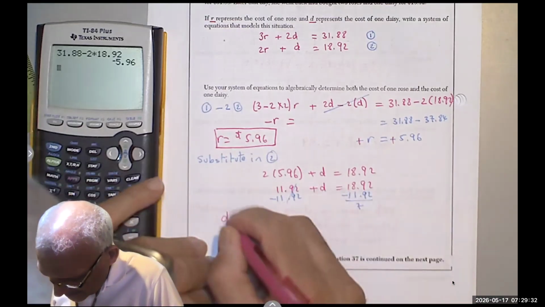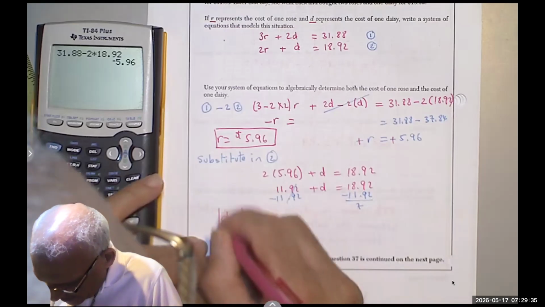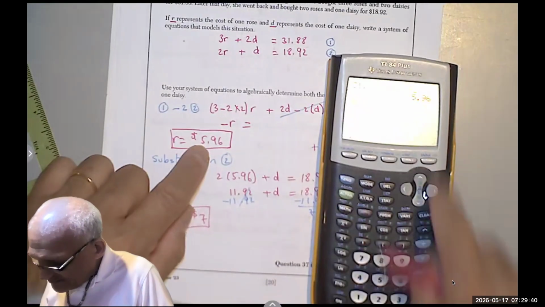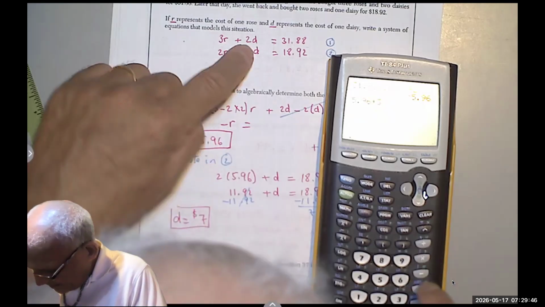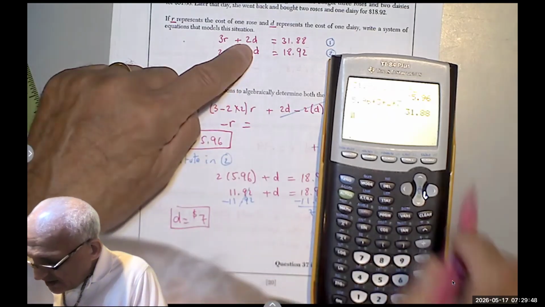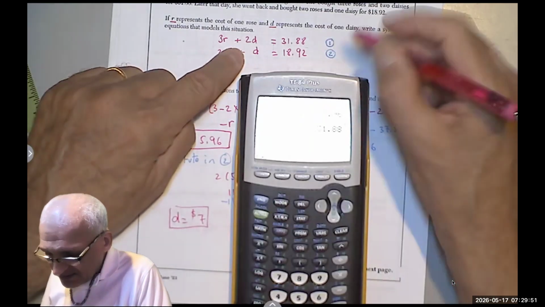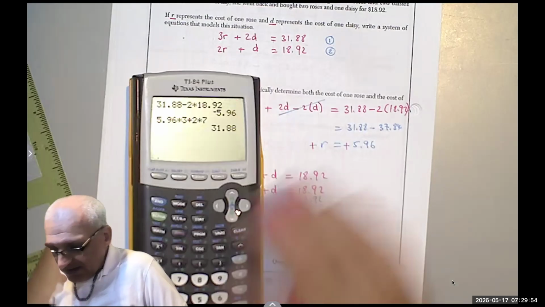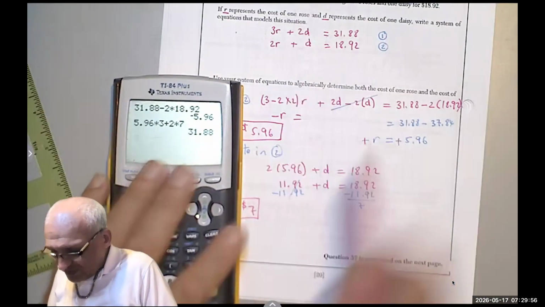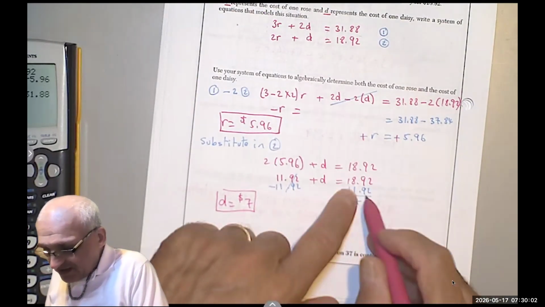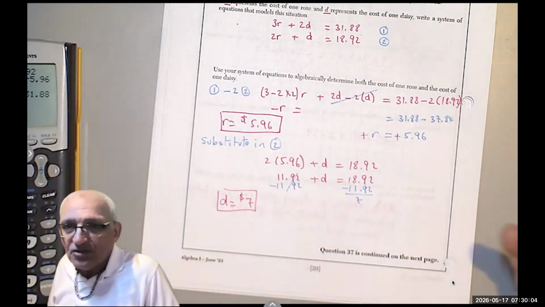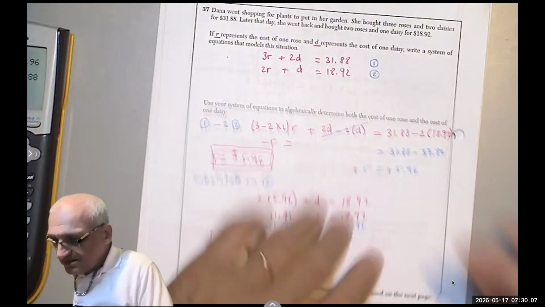So D equals $7. Usually, to make sure I didn't mess up the numbers, I take the 596 times 3 plus 2 times 7. I got 3188, so I checked my solution. I can do the second, but I used the second to solve, so it doesn't make sense to say 1192 plus 7 is 1890. I already know that. Okay, so that's the second part. Oh, we only have three parts.